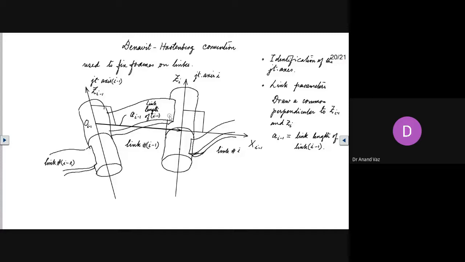Okay. Now, length has been determined. How far this axis is from this axis has been established. But the next important point is what is the orientation of this axis with respect to this axis? Now, that is also done in a very simple way.